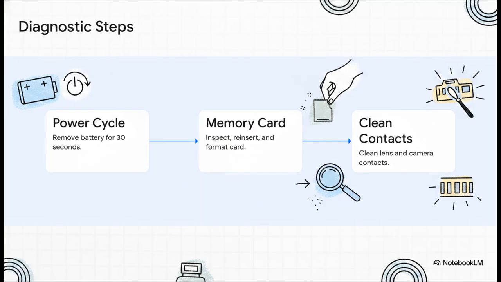Okay, so when you're troubleshooting, the trick is to eliminate variables in a very specific order. Step 1 is literally just a hard reset. Take the battery out for 30 seconds to clear any corrupted memory. Step 2, verify your storage by inspecting, reinserting, or swapping out the memory card. And Step 3, address those communication errors by actually cleaning the physical contacts between the lens and the camera body.